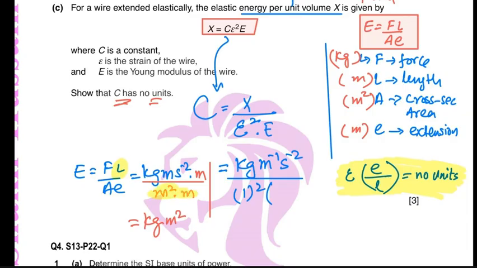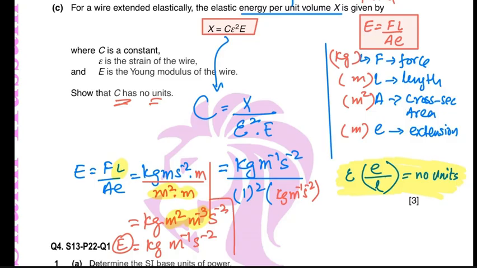m squared and m. It will become m power minus 3. This is s power minus 2. So just simplifying it, m minus 3 and 2, it will become kg m minus 1 s minus 2. Hence Young's modulus is kg m minus 1 s minus 2.